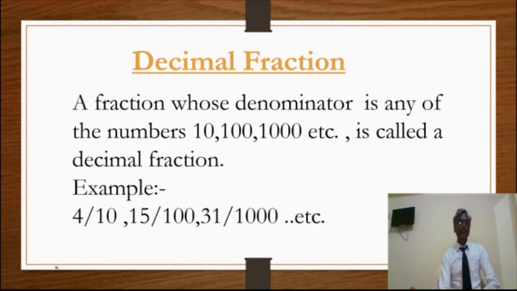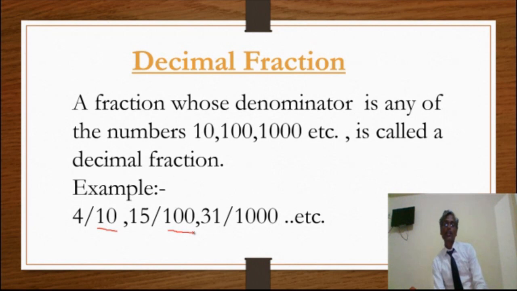For example, first, 4 upon 10, its denominator is 10. Second example, 15 upon 100, its denominator is 100. In the third example, 31 upon 1000, its denominator is 1000. Hence, these all are decimal fractions.